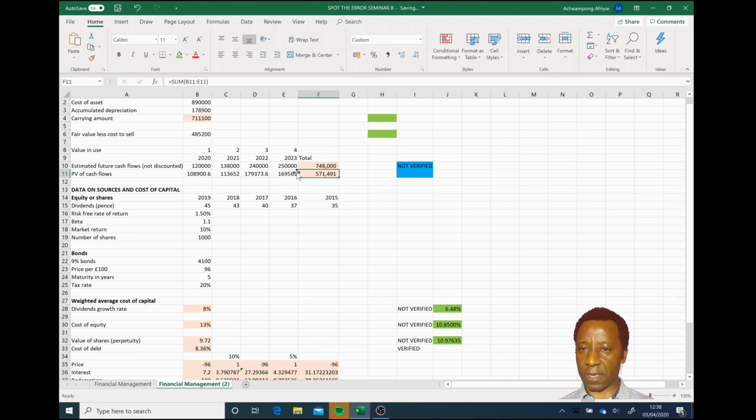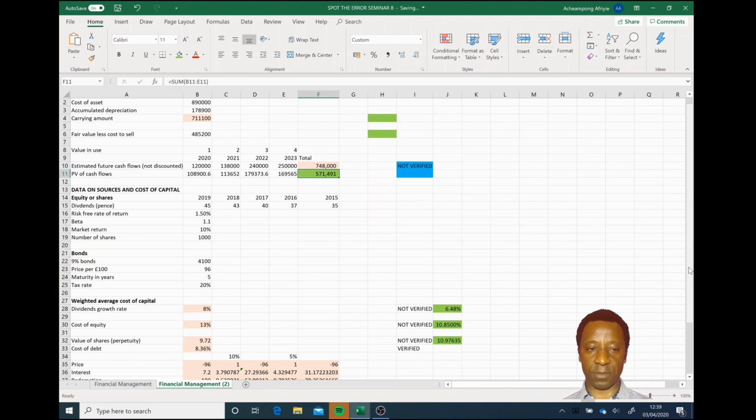Let's just rephrase it. So we need to calculate the recoverable amount now as the higher of these two figures: the value in use, which is 571,491, and the fair value less cost to sell, which is 485. Okay, so we will pick that. Let's put this in green. That will be our recoverable amount. And if we compare that with the carrying amount of 711,100, we can see that the carrying amount exceeds the recoverable amount.